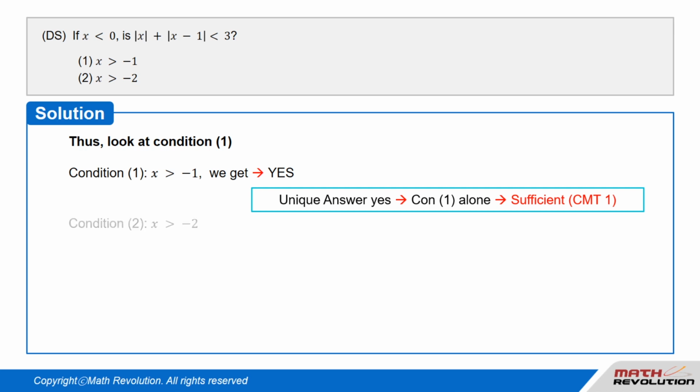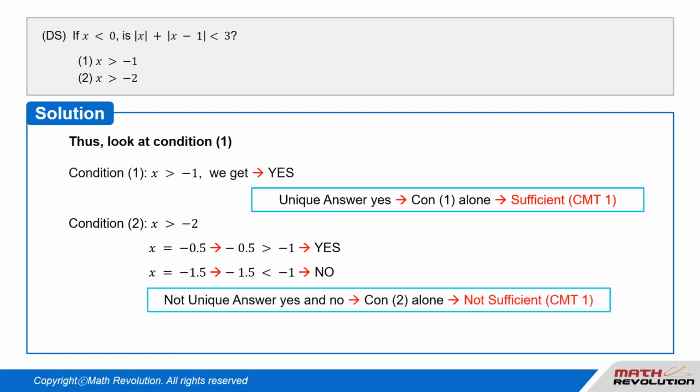Condition 2 tells us that x is greater than negative 2. If x equals negative 0.5, then negative 0.5 is greater than negative 1, and it is yes. But if x equals negative 1.5, then negative 1.5 is less than negative 1, and it is no. The answer is not unique, so the condition is not sufficient by CMT1, which means that you get both yes and no as the answer.